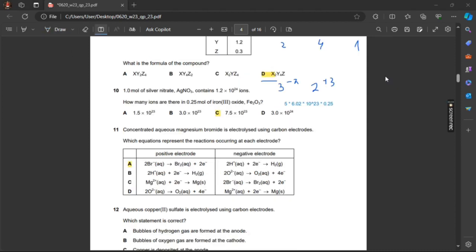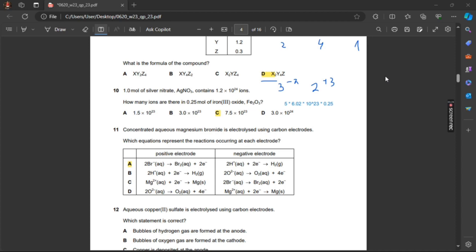10th question. 1 mole of silver nitrate contains 1.2 multiplied by 10 power 24 ions. How many ions are there in 0.25 mole of iron 3 oxide? And we have the formula for that.